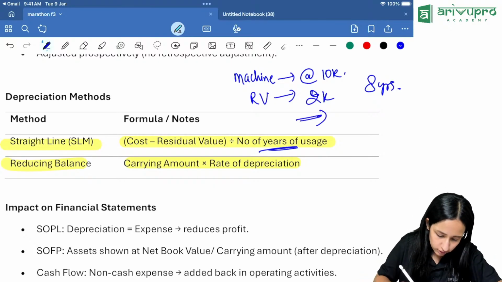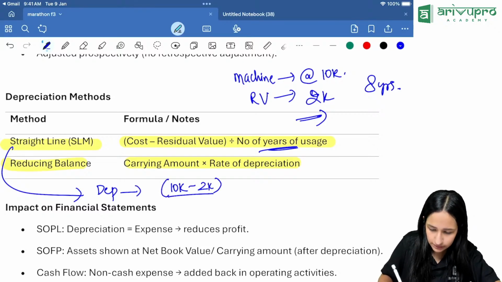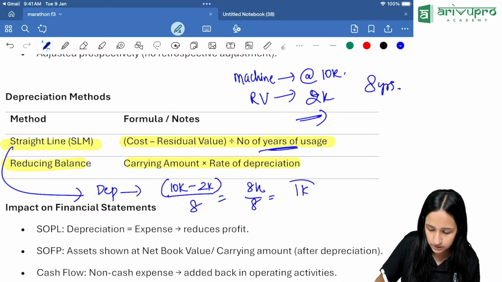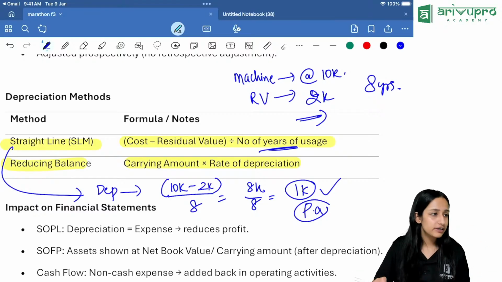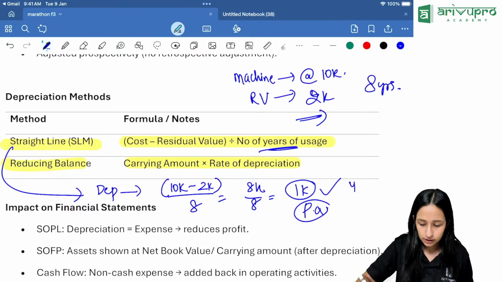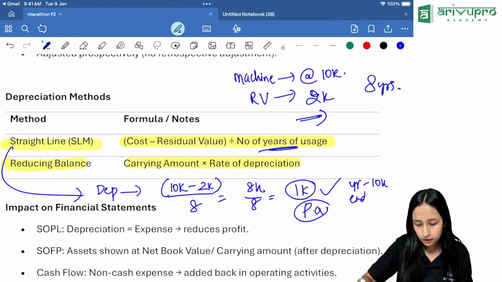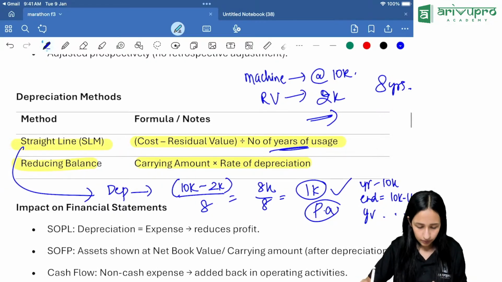So then, according to straight line method, our depreciation should have been cost, which is 10,000 minus residual value 2,000 divided by 8 years, which is 8,000 divided by 8. 1,000 is going to be the depreciation per annum. The value of the asset will reduce by 1,000. So year 1, the value will be 10,000 in the beginning of year 1. Okay, at the end of year 1 it will be 10,000 minus 1,000, which is 9,000. Again, the second year it will be like this. Okay, it will keep going like that.